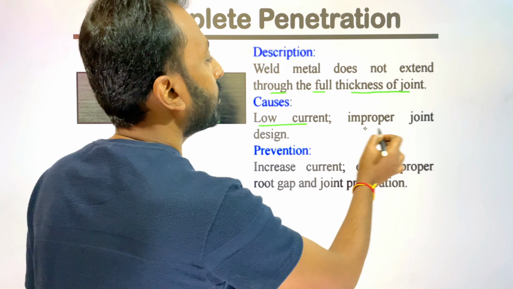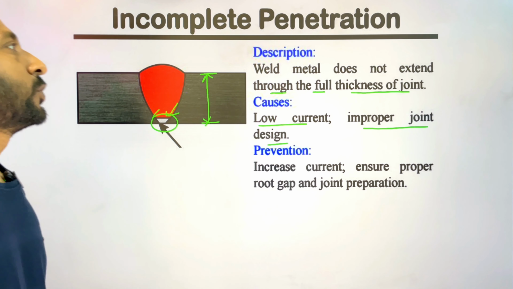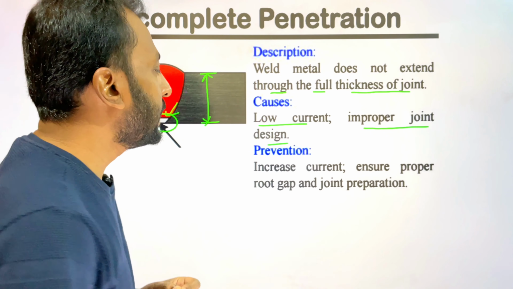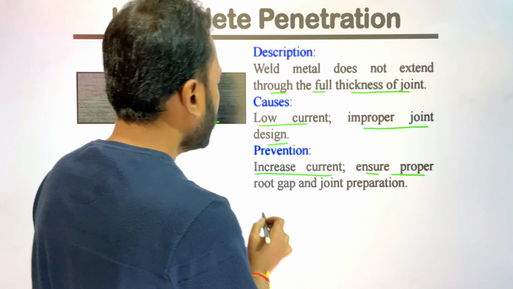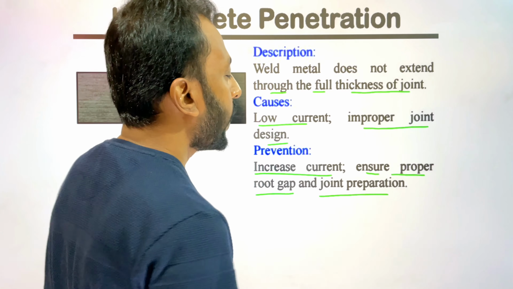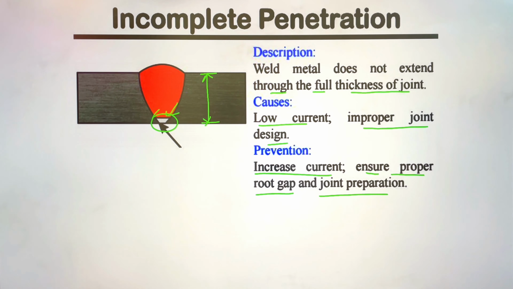Low current and improper joint design are the main causes of incomplete penetration. So how can we prevent it? We have to increase the current and also ensure proper root gap and joint preparation. That's how we can prevent incomplete penetration.